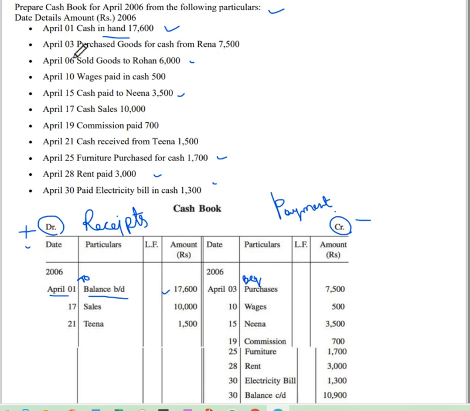Next, on April 3rd, purchase goods for cash. When we are purchasing, is cash coming or is cash going? Think, is cash coming or is cash going? Cash is going, right?